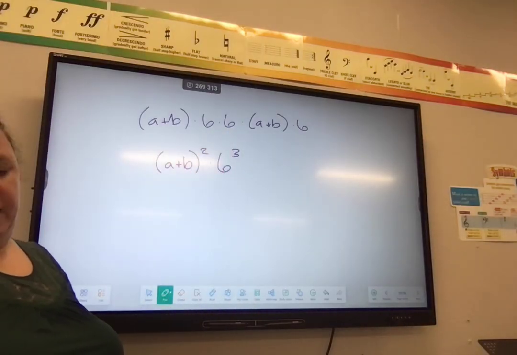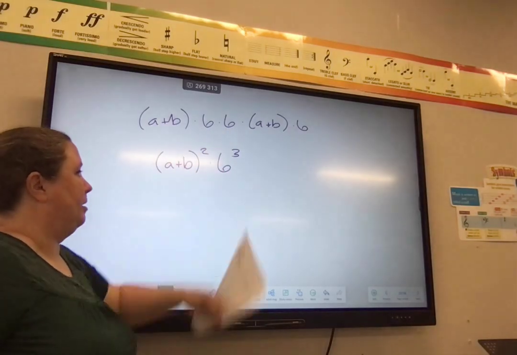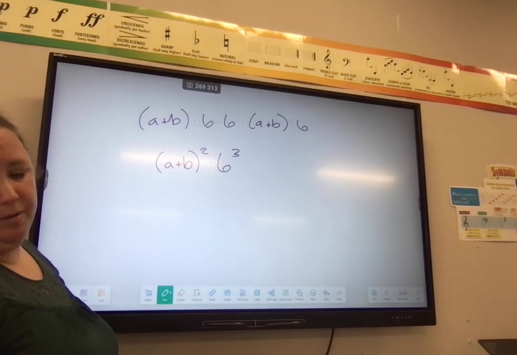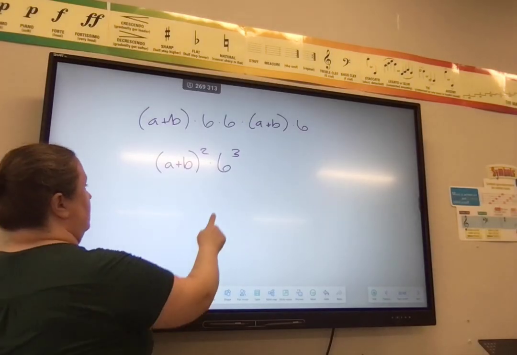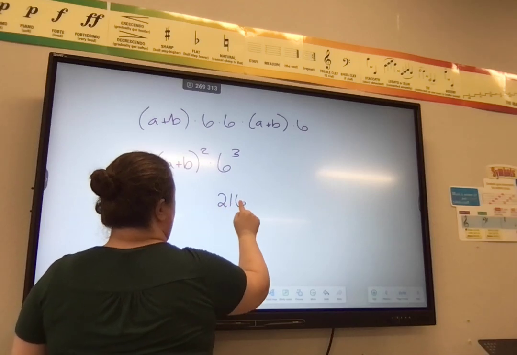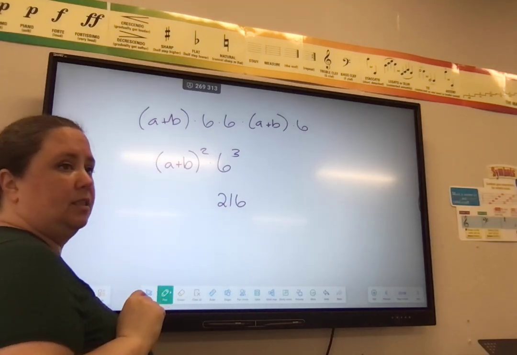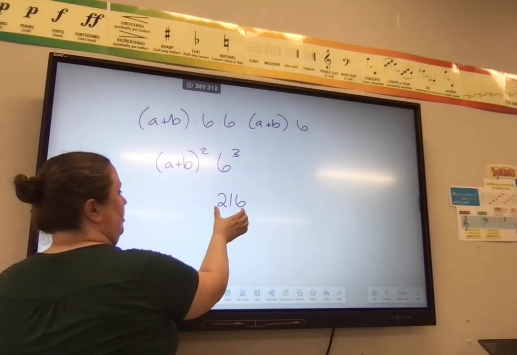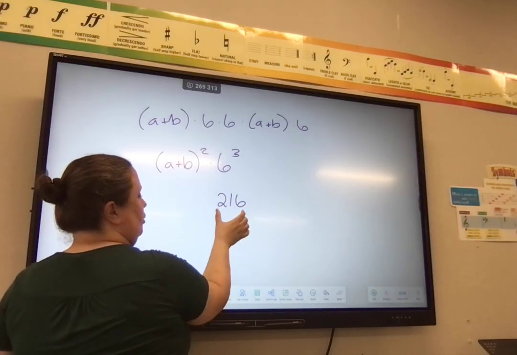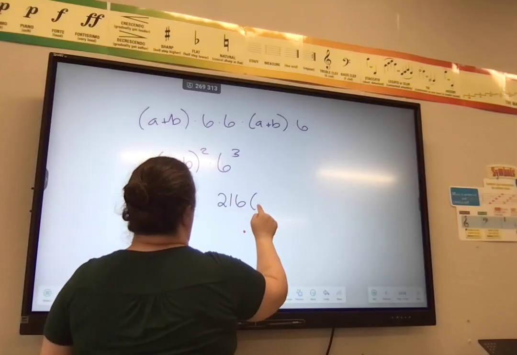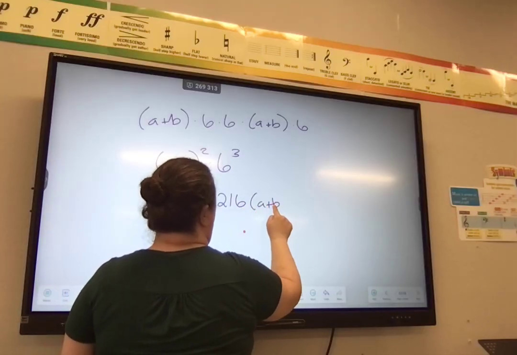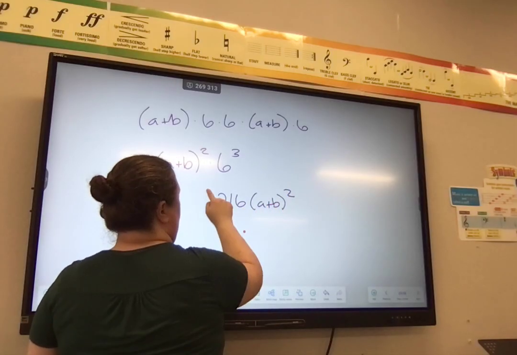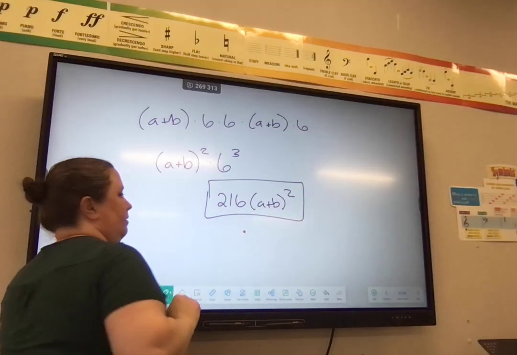Can I simplify this? Yes, because I can do the 6 to the power of 3. What is 6 to the power of 3? 216. Correct. 6 times 6 is 36, times 6 is 216. Now, when you're doing multiplication, always put your whole number first. So then I'm going to write this 216 times a plus b after it to the power of 2. So this would be the correct value answer.